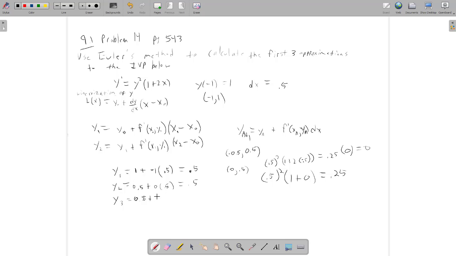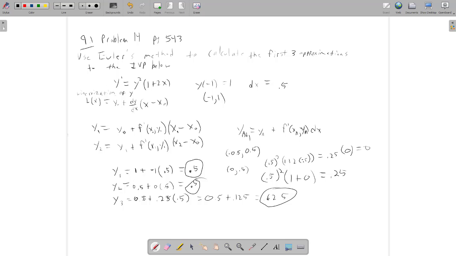And we come up with 0.25 times 0.5. Okay, so that's 0.5 plus, let's see, half of 0.25 is 0.125, so that is 0.625. So our first approximations, 0.5, 0.5, 0.625. So those are approximations. Let's now see if we can solve this differential equation.